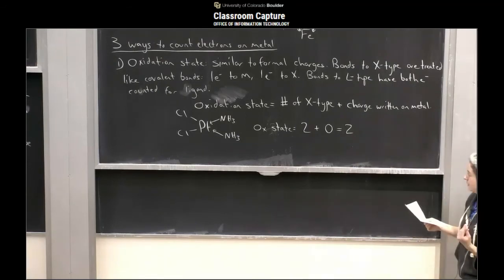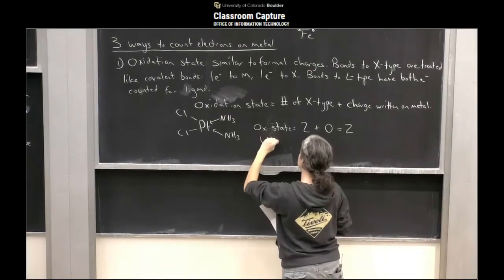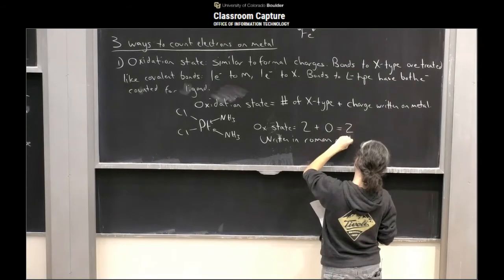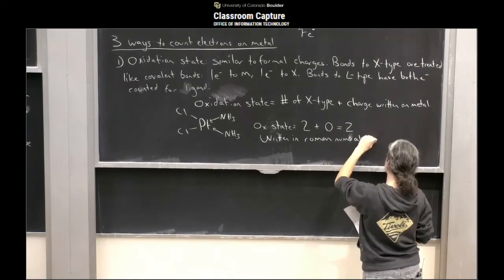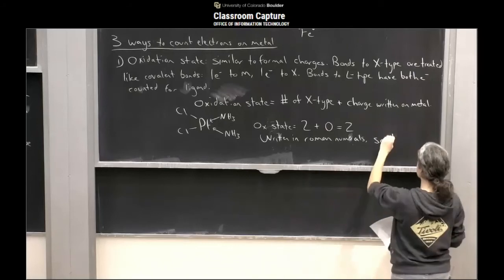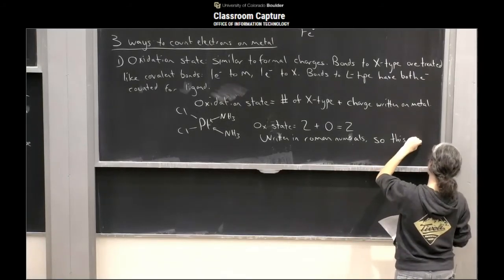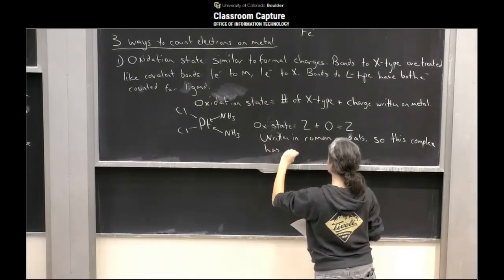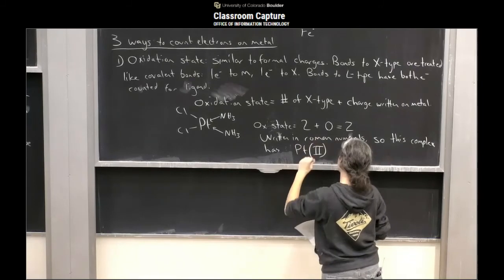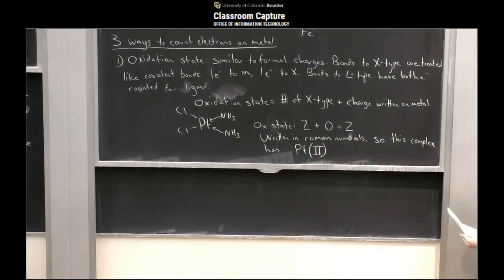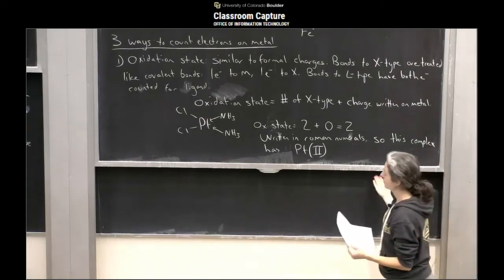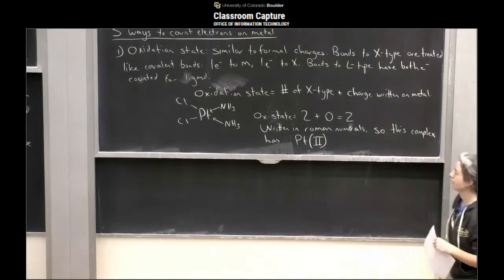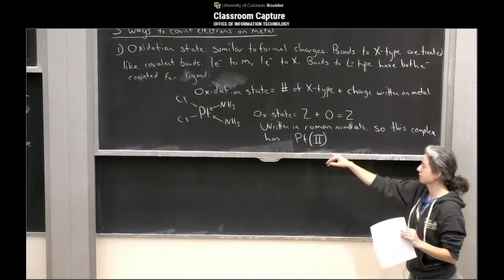Usually whatever oxidation state we have is written in Roman numerals. So this particular complex has platinum 2 oxidation state. I think we looked real briefly at this during the oxidation of alcohols in OChem 1, so that's kind of where this is coming from.